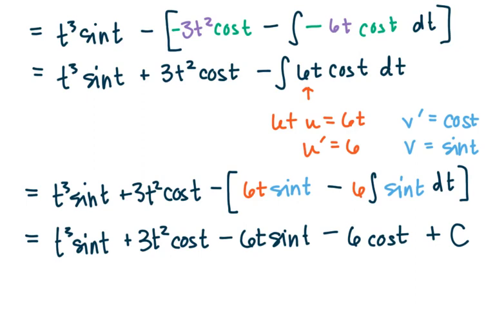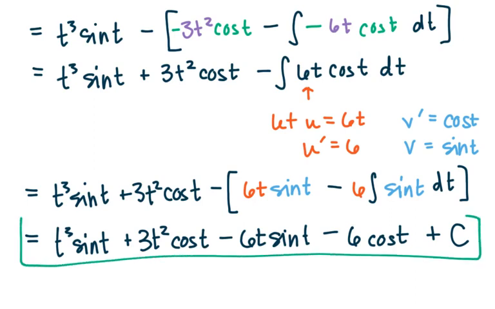And there you have it. In this example, we did an integration by parts, where we had to use integration by parts 3 times in order to get our final answer. And you'll notice we started with t cubed. We had to do integration by parts 3 times.